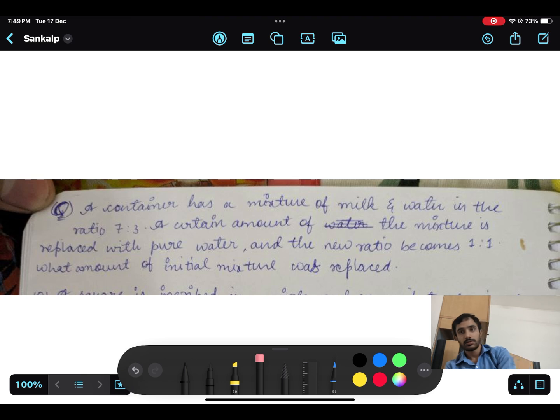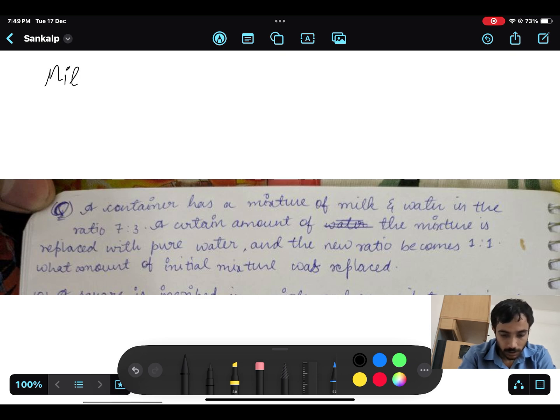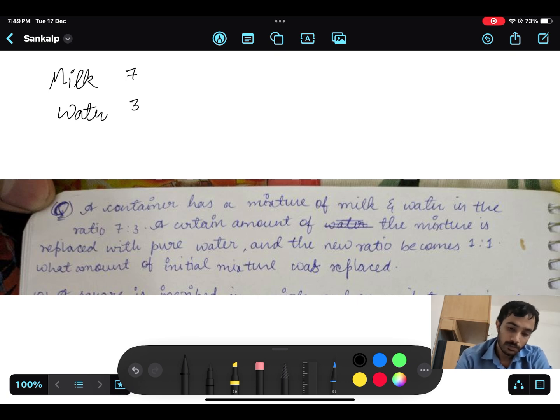It is on the topic mixture and alligations. It is given that a container has a mixture of milk and water in the ratio 7 is to 3. A certain amount of the mixture is replaced with pure water and the new ratio becomes 1 is to 1. What amount of the initial mixture was replaced?